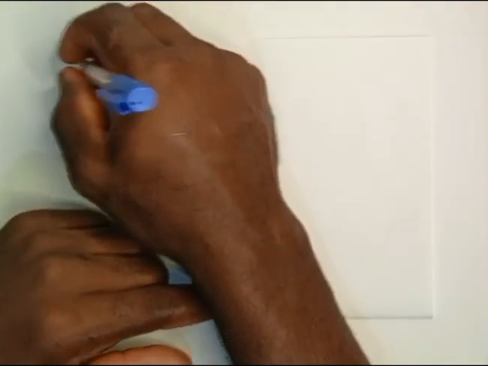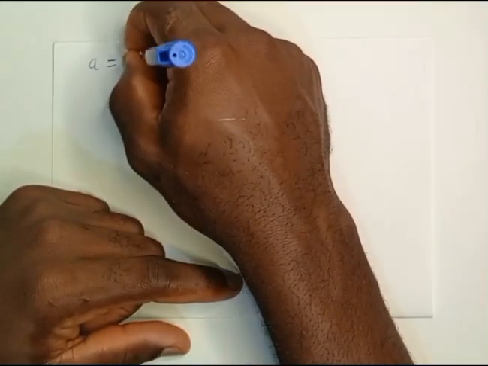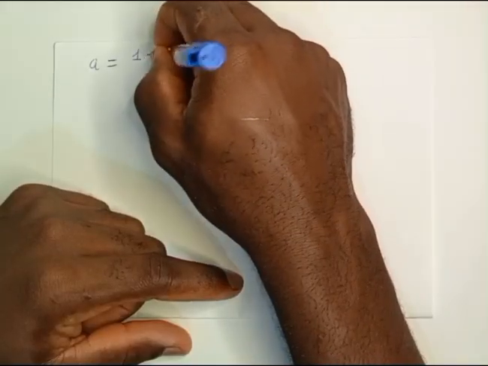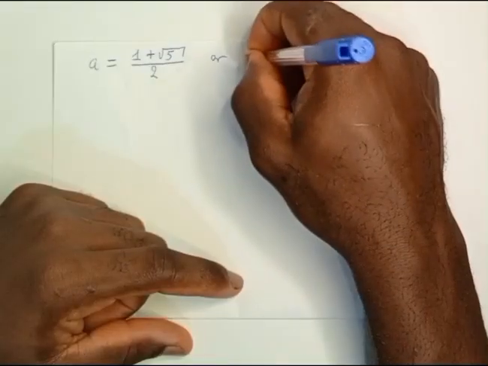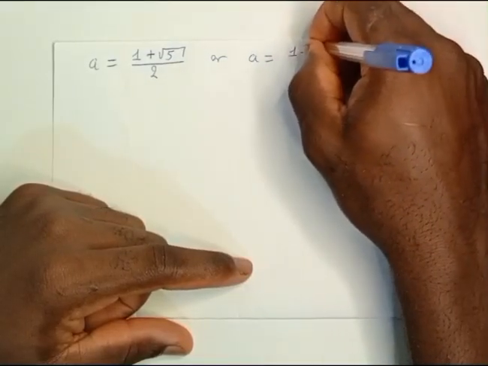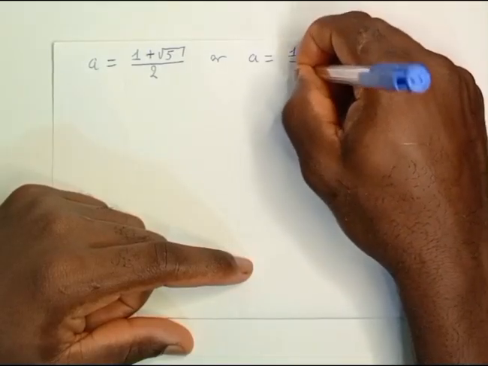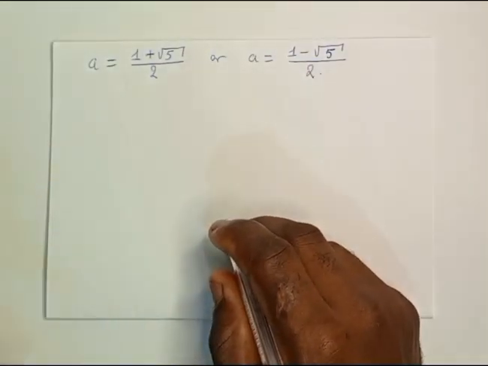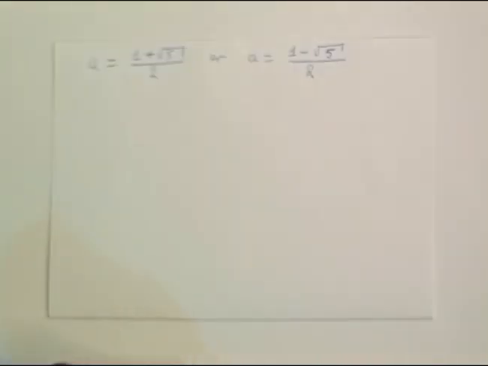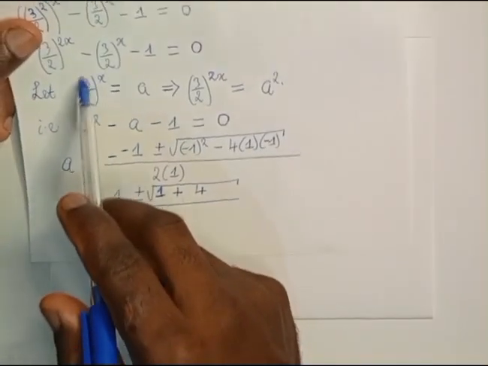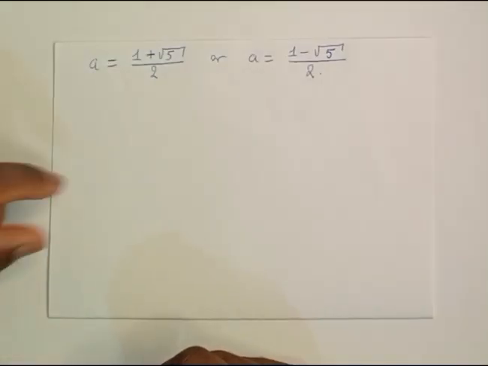It simply means A is equal to 1 plus root 5 all over 2, or A is equal to 1 minus root 5 all over 2. Remember, we are not looking for E, we are looking for X. E in terms of X is simply 3 over 2 raised to the power X. We are going to replace E with 3 over 2 raised to the power X.